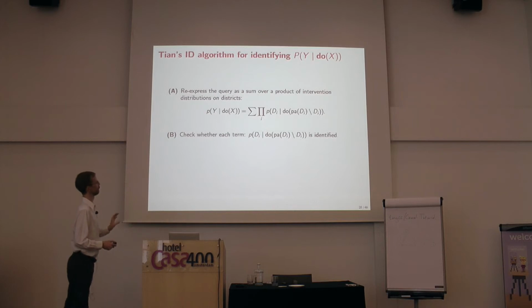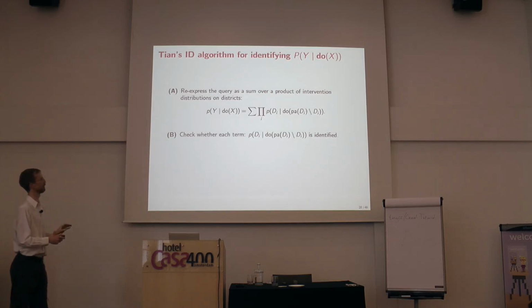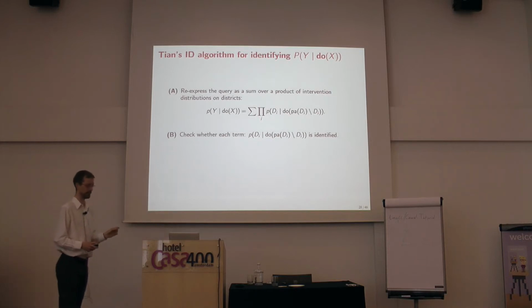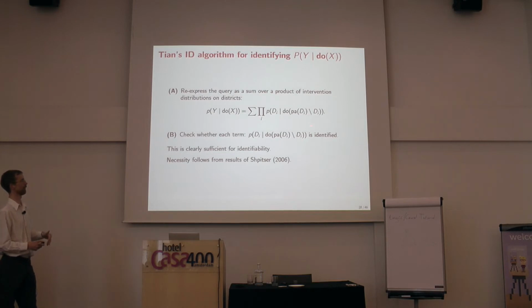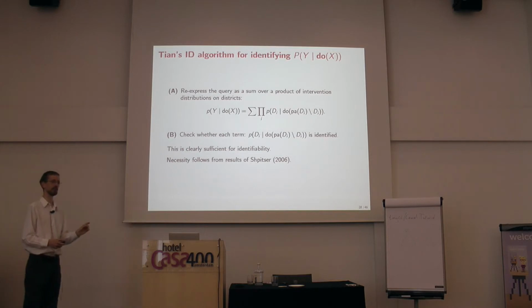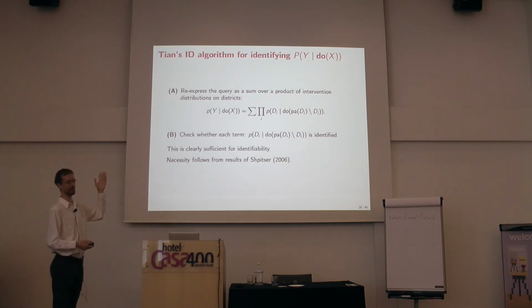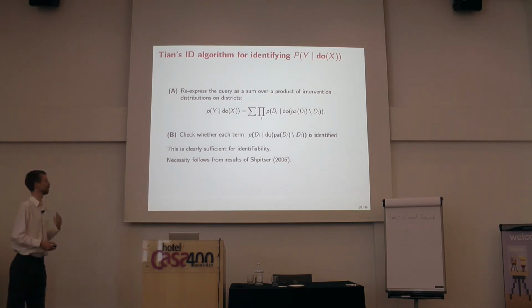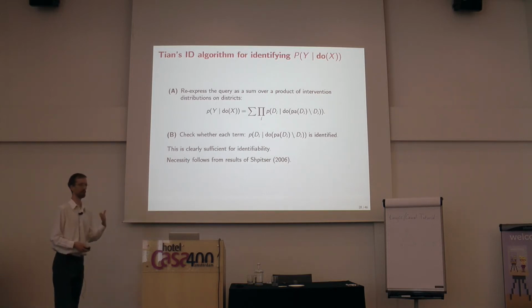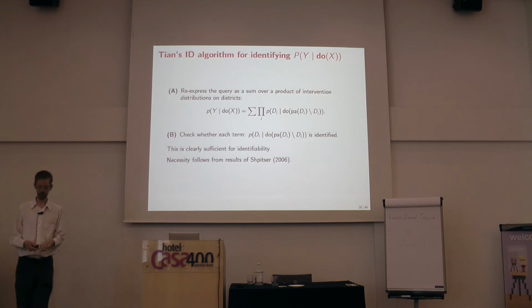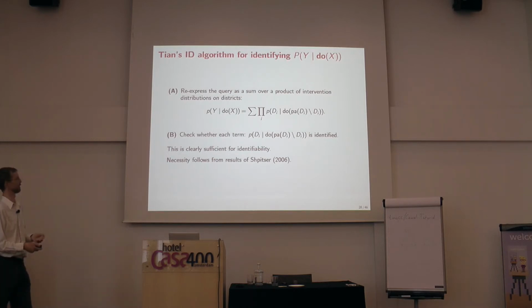And the second thing will be that we will check for each term over here whether or not that intervention distribution is identified. And that's clearly sufficient for identifiability, because if I can show you that each one of these intervention distributions is identified, then clearly I've identified the formula on the left. But it turns out that this is also necessary, and that follows from the completeness proof due to Richardson.